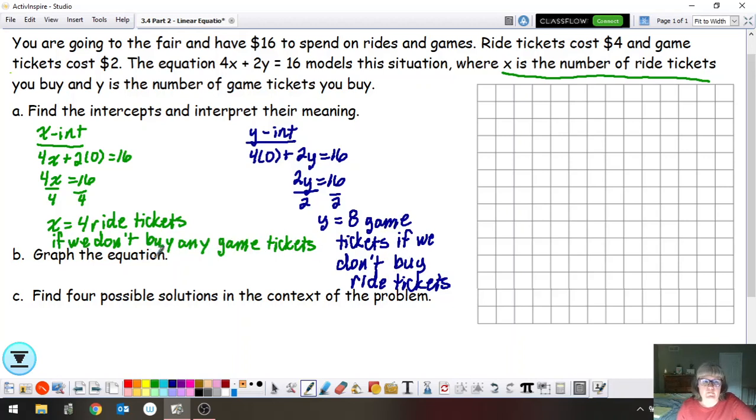Now we're going to graph this equation. And the reason I don't have a graph with x and y axes on here is because it doesn't make sense to have a negative number of tickets. But what I do need to do on this graph is label my axes. So x is the number of ride tickets, and y is the number of game tickets.